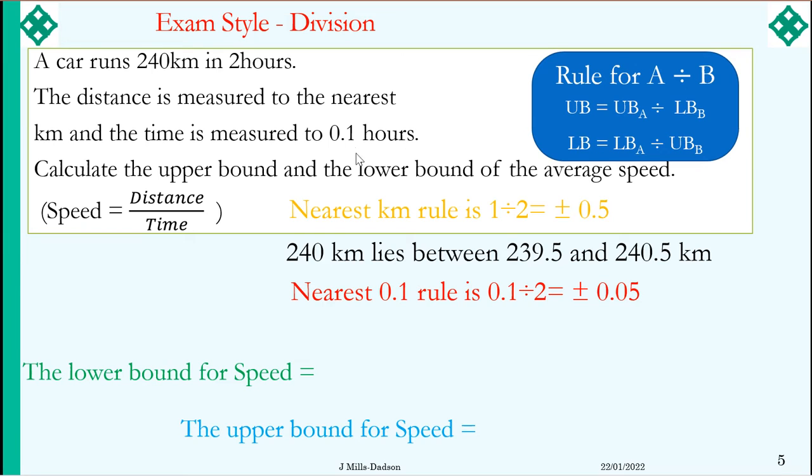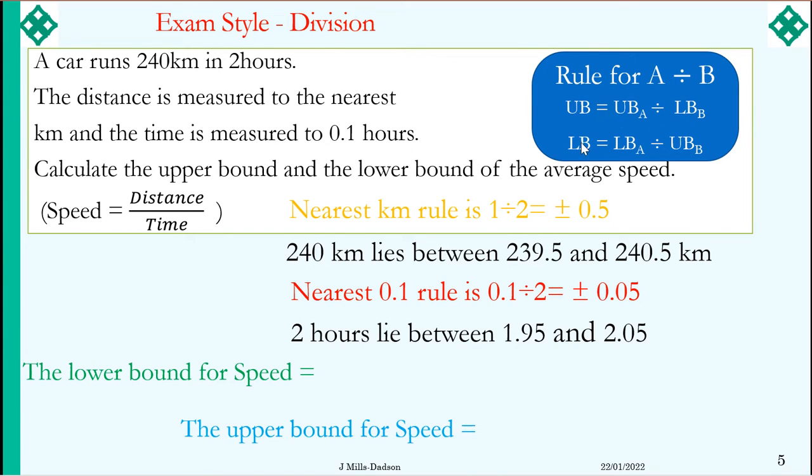Nearest 0.1 hours. So you divide it by 2, so plus or minus 0.05. So let's create the upper and lower bounds for the time. So 2 hours is between 1.95 and 2.05. Lower bound of the 2 hours time, upper bound of the 2 hours time. And we know it's distance divided by time. If you want to know the lower bound, it's similar to subtraction. You take the biggest number of the numerator and divide by the lowest number of the denominator.